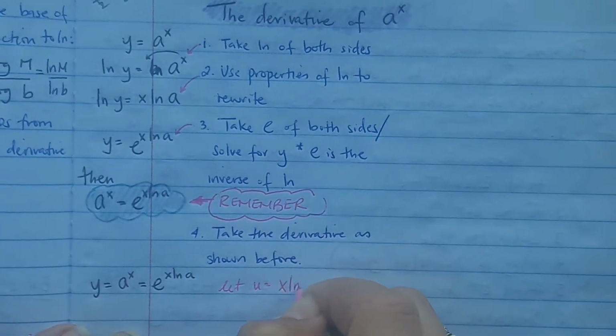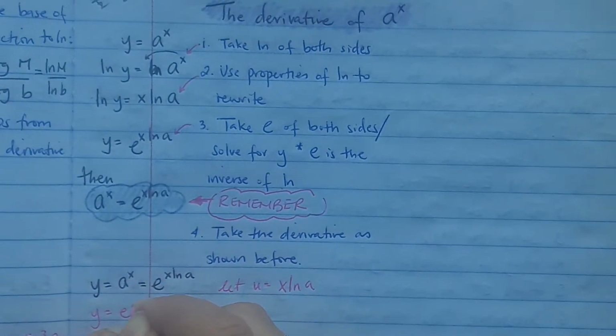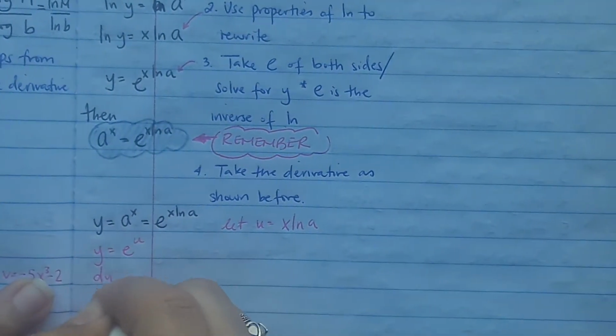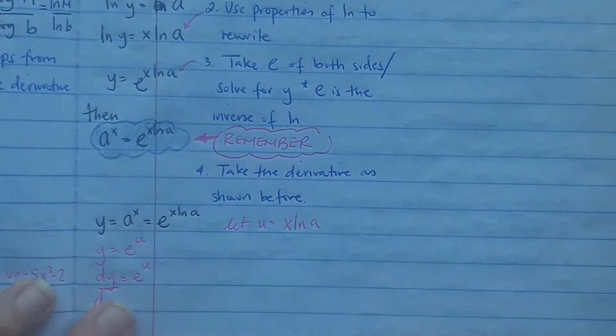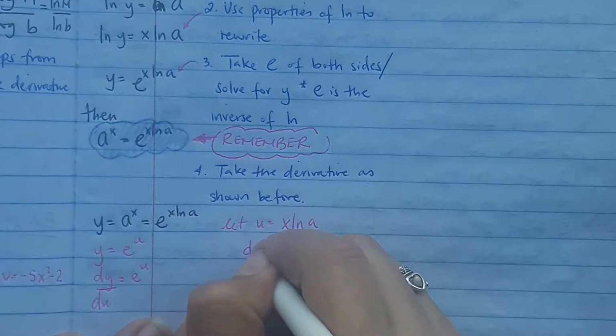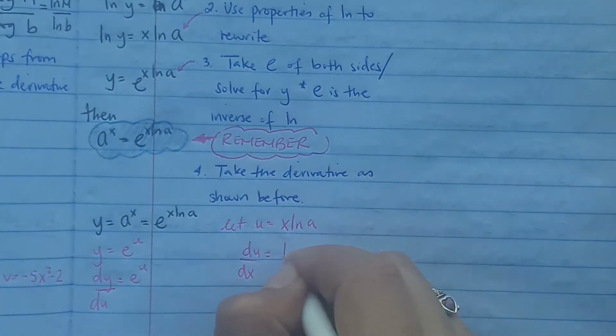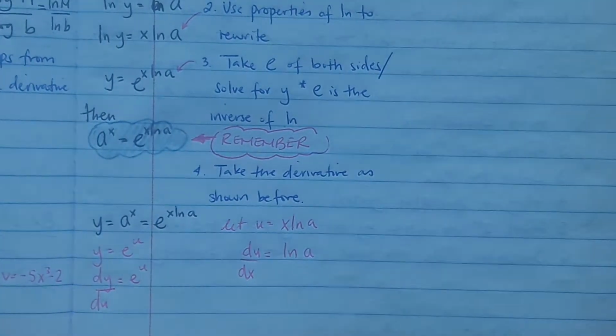Alright, so let u equal the power, as we've normally been doing. So y equals e to the u. Alright, so then dy with respect to u is e to the u. And then du with respect to x, remember log a is just a number, so it's just going to be equal to that number, which is log of a.